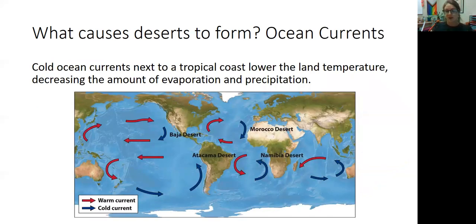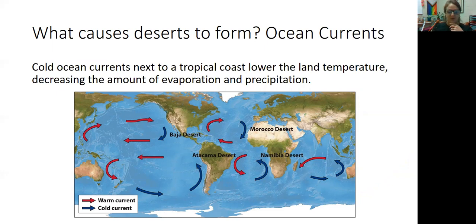Well, ocean currents can also play a role. Anytime there's a cold ocean current next to a tropical coast, it can actually cool the land surface below the land temperature, and this decreases the amount of evaporation and precipitation.